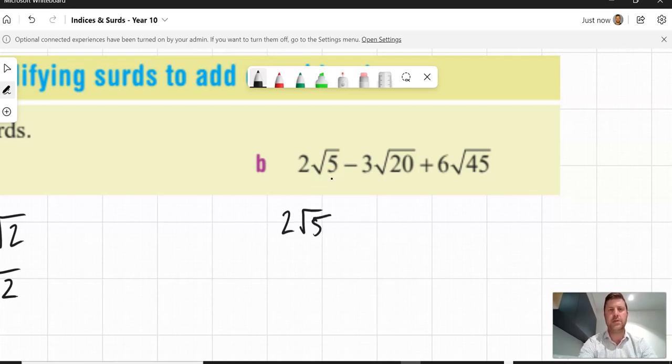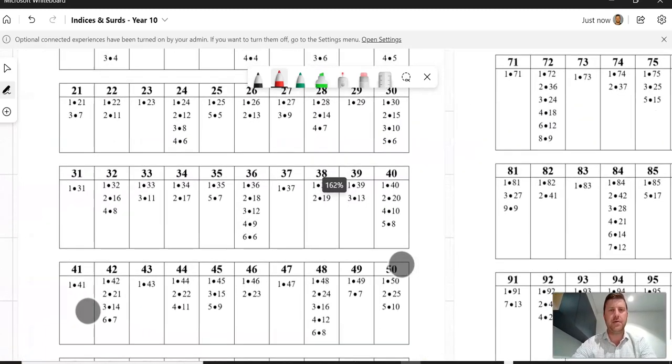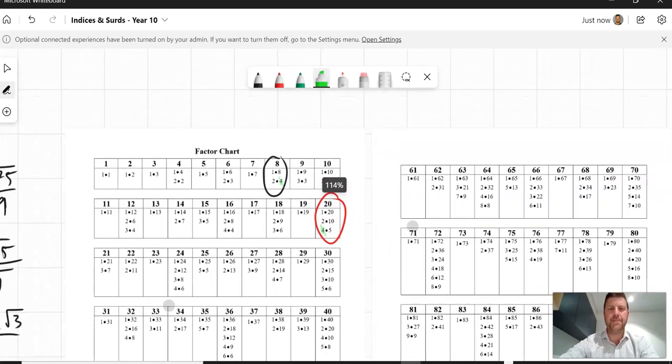What I'm going to do is change colors here. So in red, I'm going to do this section. So minus 3 root 20 can be simplified, and I'm looking for square factors of 20. All right, so what are those square factors of 20? If I go to my factor chart, find 20, there it is, square factors of 20. There's only one there, it's 4. Okay, so the square root of 20 can be written as square root of 4 times the square root of 5. So that's what I'm going to put down there.